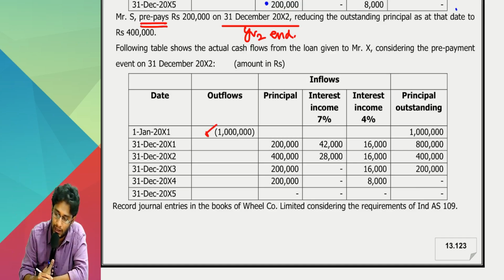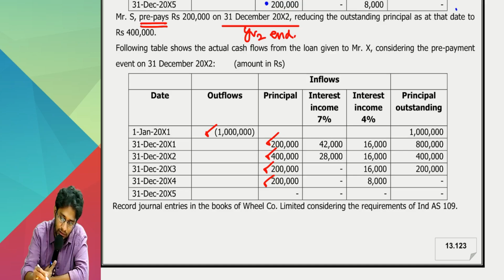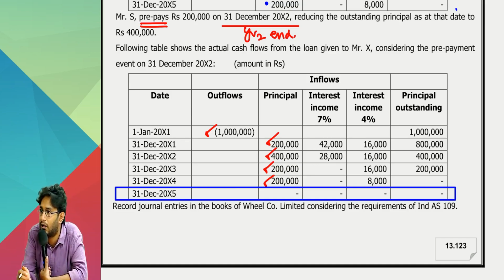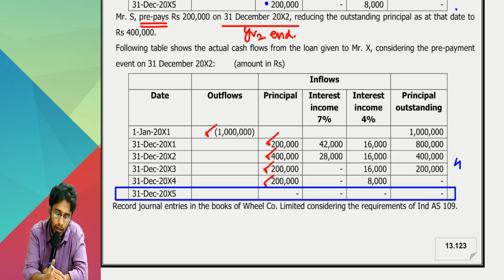First you gave 10 lakhs. First year he gave 2 lakhs. Second year he gave you 4 lakhs. Third year another 2 lakhs he will give. Fourth year another 2 lakhs will give. And in the fifth year you don't have anything to receive. Your loan account gets closed at the end of fourth year itself. Even though loan was originally for a period of 5 years, because of a prepayment, loan has turned to be only 4 years loan. He asks you prepare journal entries for all the 5 years.